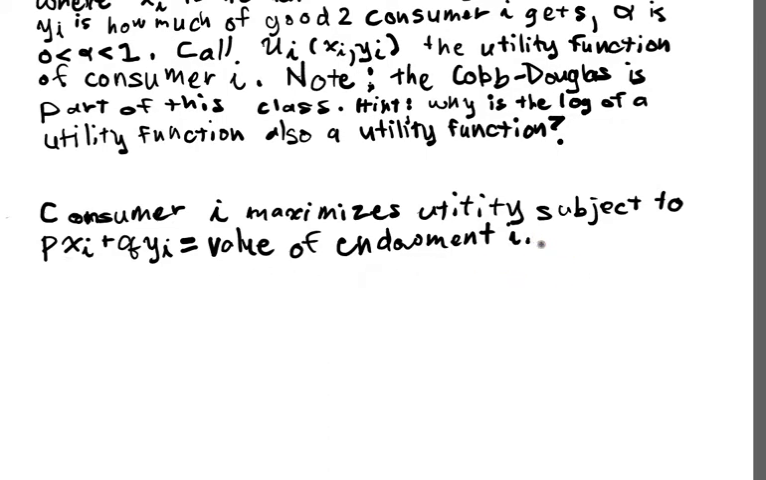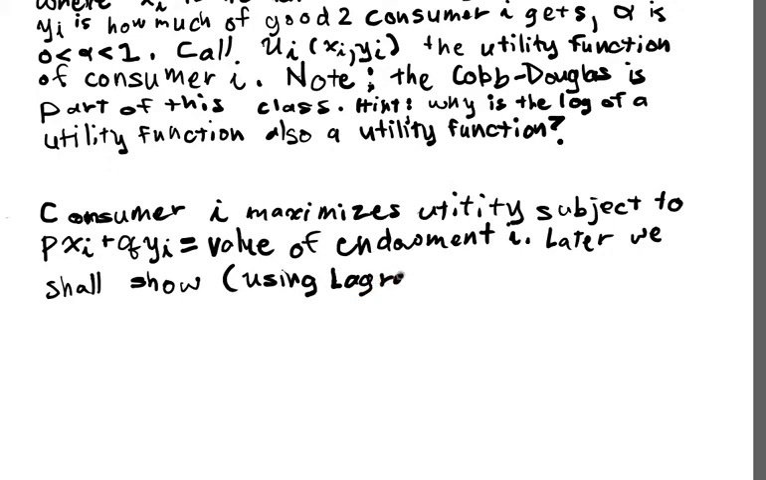And we're going to talk about this later. We're going to talk about how to do this later. So I'm going to write down exactly what it is. But later we shall show, and then when we do this, we'll be using, so this is a foreshadowing, Lagrange multipliers, which are a really cute optimization trick.